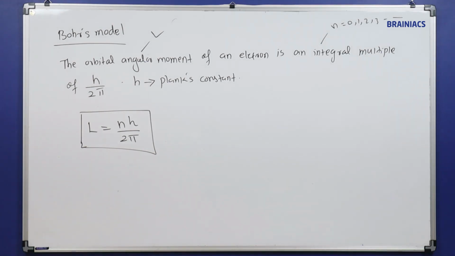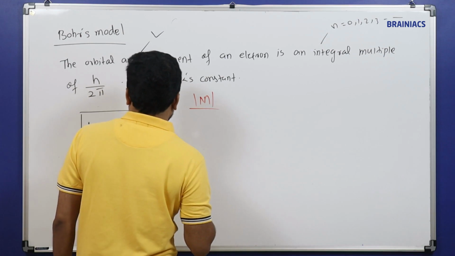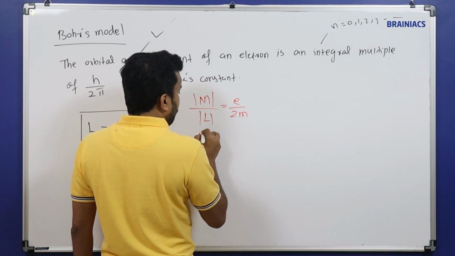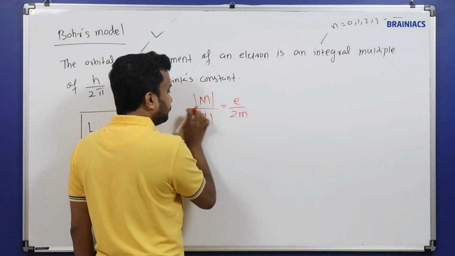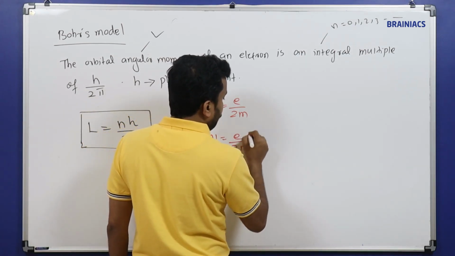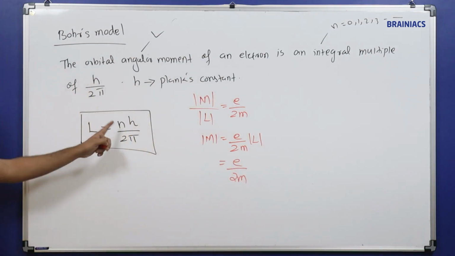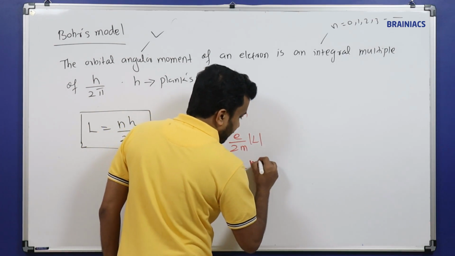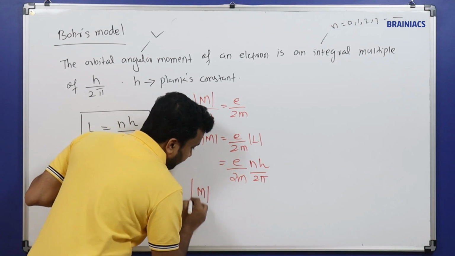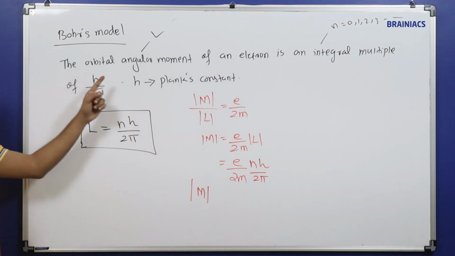From this, I know the equations. Modulus of M divided by modulus of L will be equal to e divided by 2m, or modulus of M will be equal to e divided by 2m into modulus of L. What is L? L will be equal to nh by 2 pi. So in Bohr's model, the orbital angular momentum of an electron is an integral multiple.